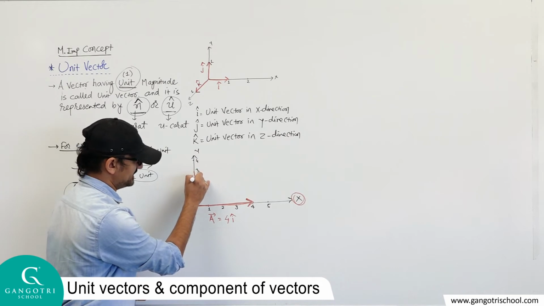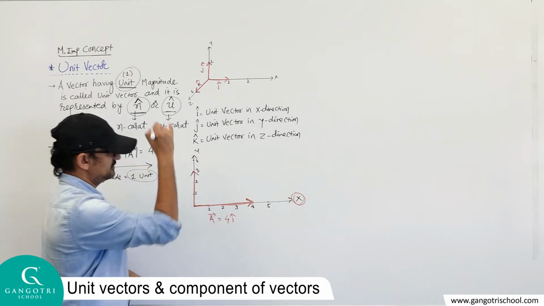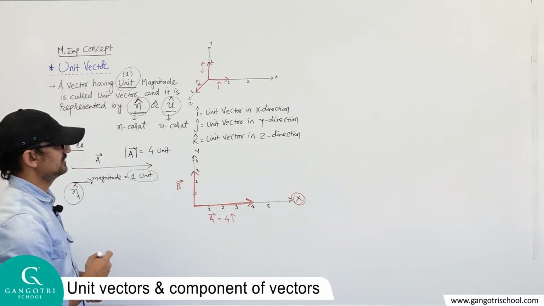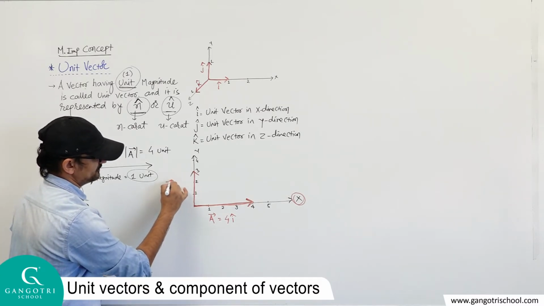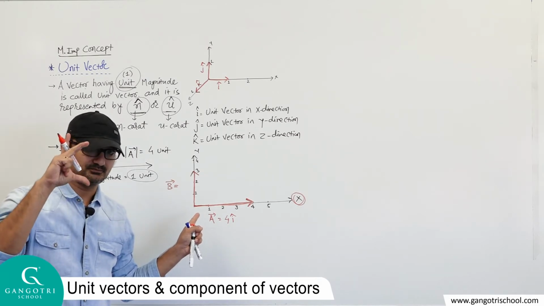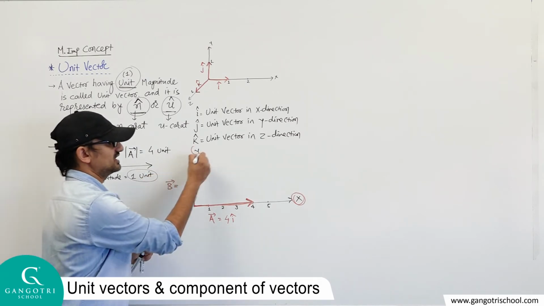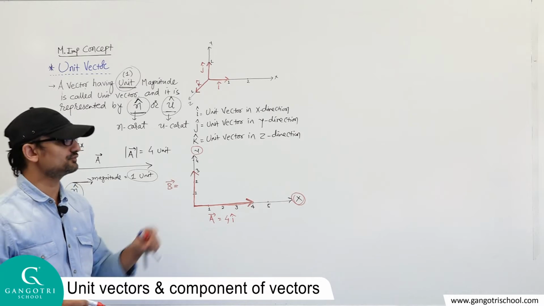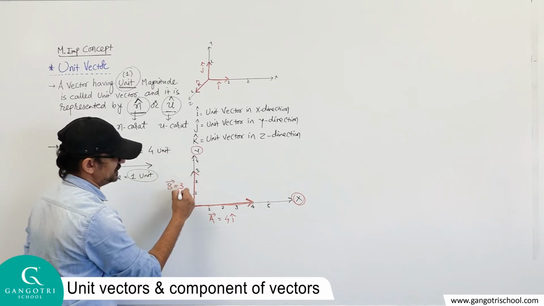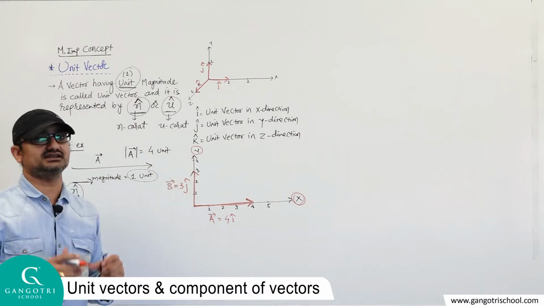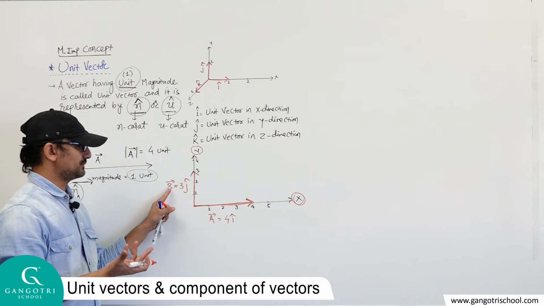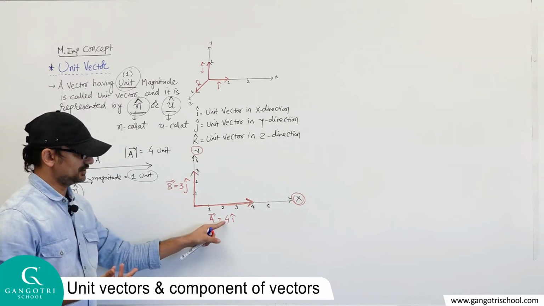Similarly, look at the other vector. Suppose this is vector B. Can you tell me the magnitude? Magnitude is 3 and this vector is in which direction? Y direction. Along with the y direction, j caret is involved. So the equation of this vector is 3 j caret. 3 j caret is the equation of vector B. A vector physical quantity requires both magnitude as well as direction.